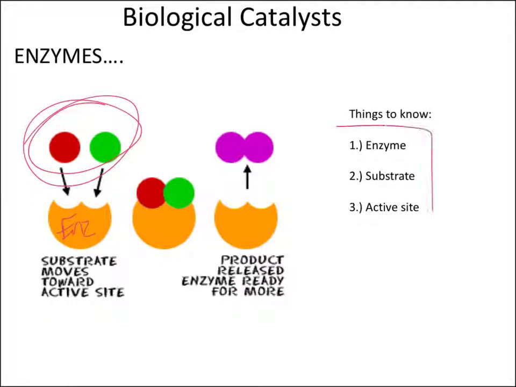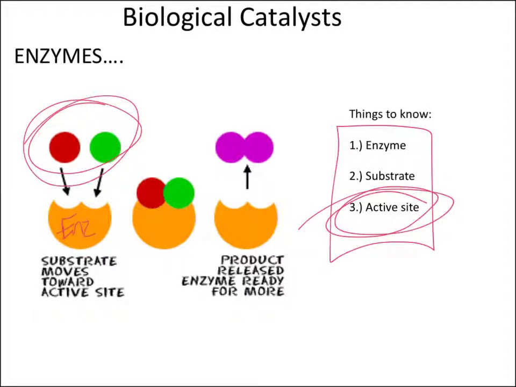So these are the 3 things you're going to have to know. You can look them up in the book. I'm not going to spend the time since I'm trying to make this video a little bit shorter. But essentially, enzyme, substrate, active site. This is where the substrates are actually going to bind. And then once they react, they're released. And then they're ready to accept more substrate. Okay? Pretty basic theoretical stuff here on catalysts.